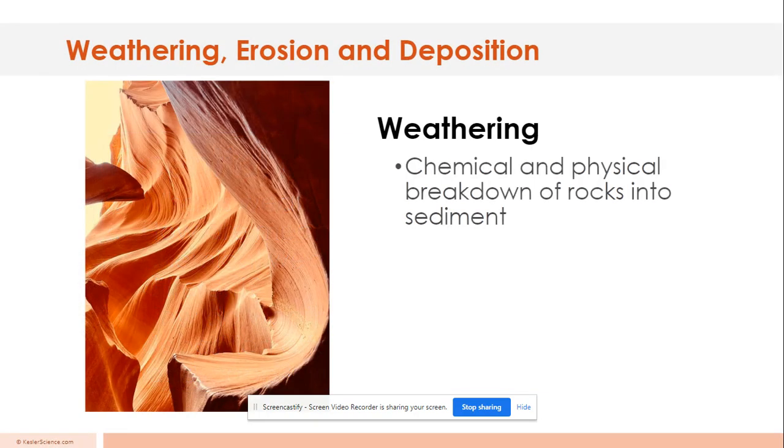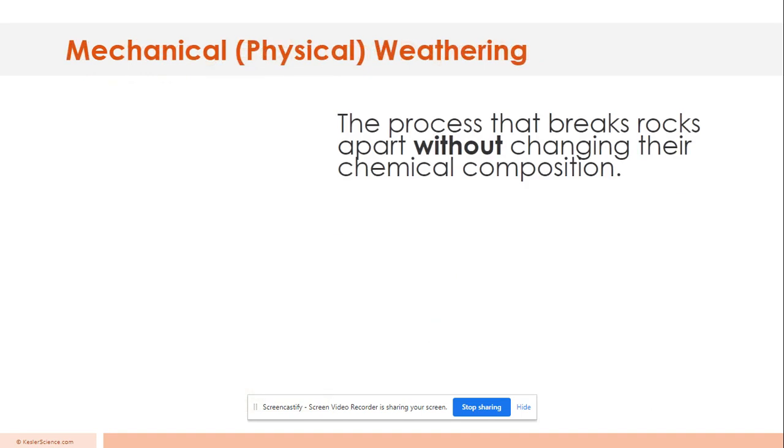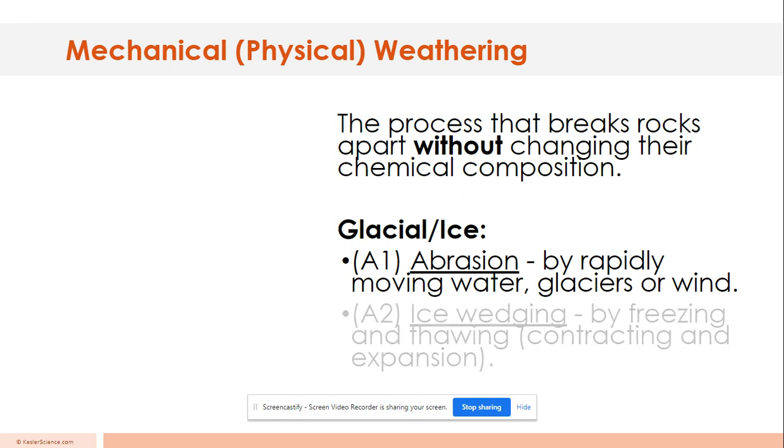Let's start out by talking about weathering. Chemical and physical breakdown of rocks into sediments. Basically, it's the breaking down of rocks. So there's two major types, mechanical, which is also known as physical, and there's chemical. The mechanical weathering is the process that breaks rocks apart without changing their chemical composition. So glaciers and ice do that.